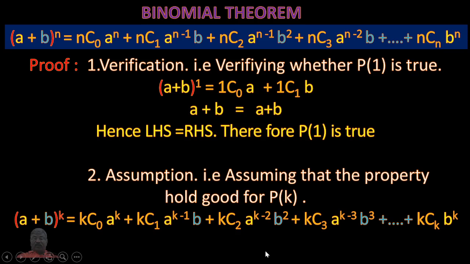In the second step, we have to assume that the property holds good for k, p of k. So, (a + b) to the power k is equal to kC0 a to the power k. Whatever n is there, we can replace it by k, and we will get this step.